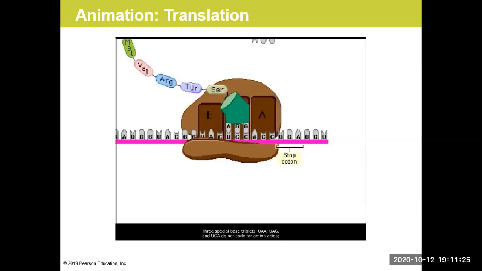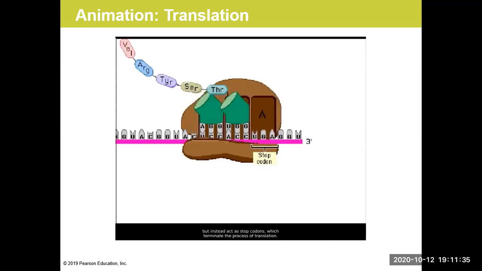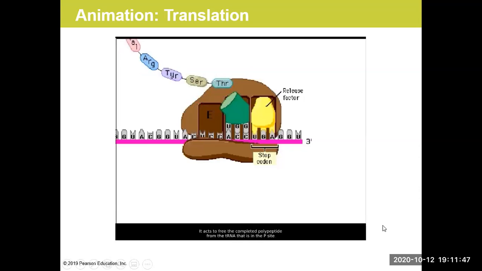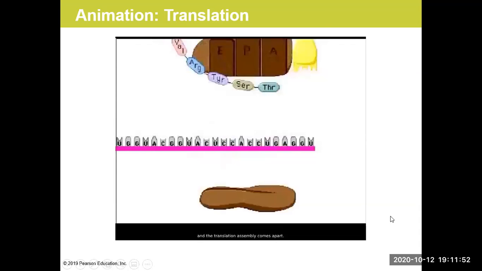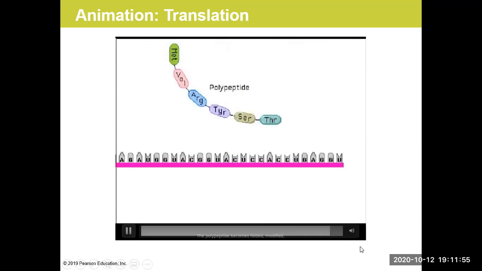Three special base triplets, UAA, UAG, and UGA, do not code for amino acids, but instead act as stop codons, which terminate the process of translation. A protein called a release factor binds to the stop codon in the A site. It acts to free the completed polypeptide from the tRNA that is in the P site, and the translation assembly comes apart. The polypeptide becomes folded, modified, or combined with other polypeptides to form a functional protein.